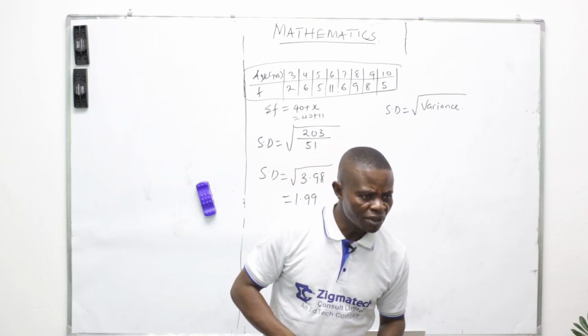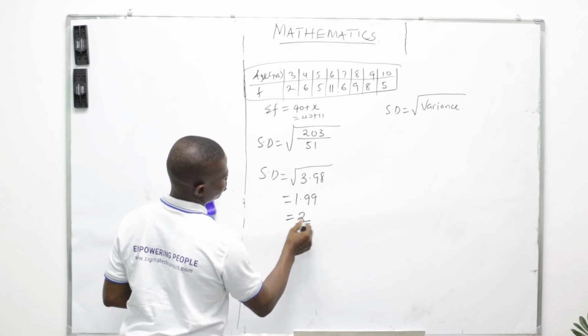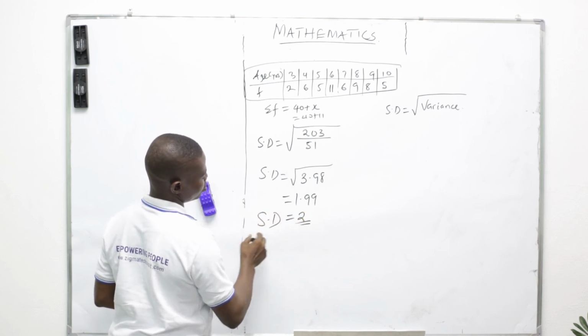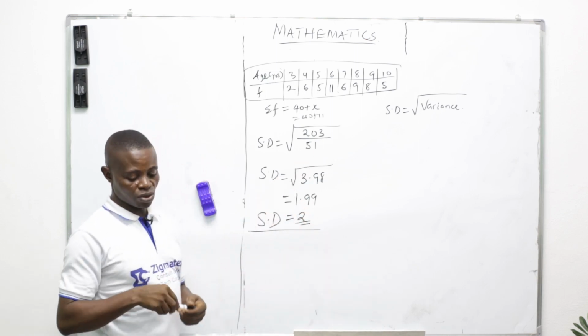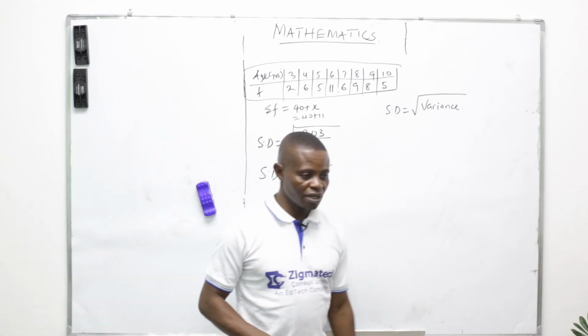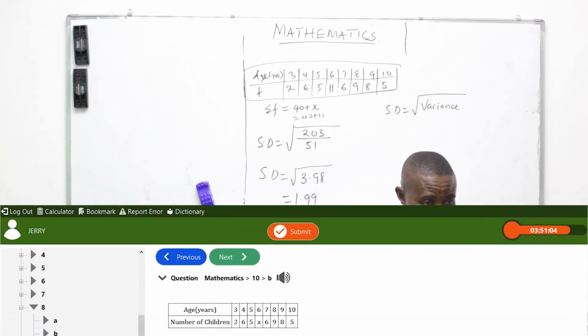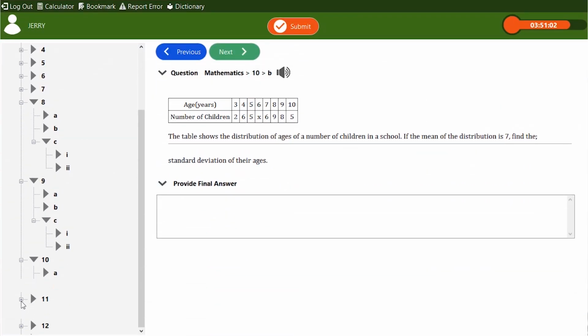Find the standard deviation of their ages. So hence the standard deviation is what? 2, approximately 2.0. That is the standard deviation of the question given to us, question number 11.